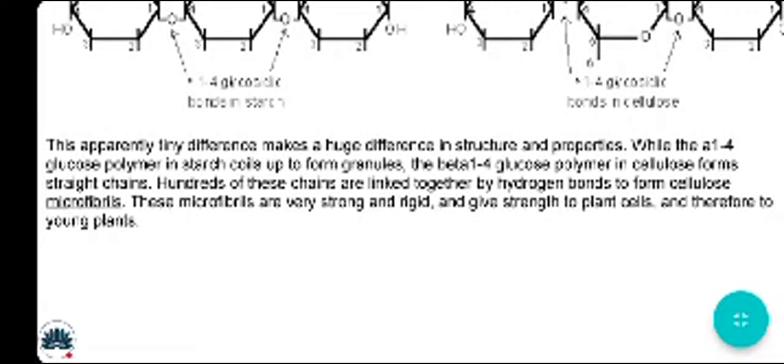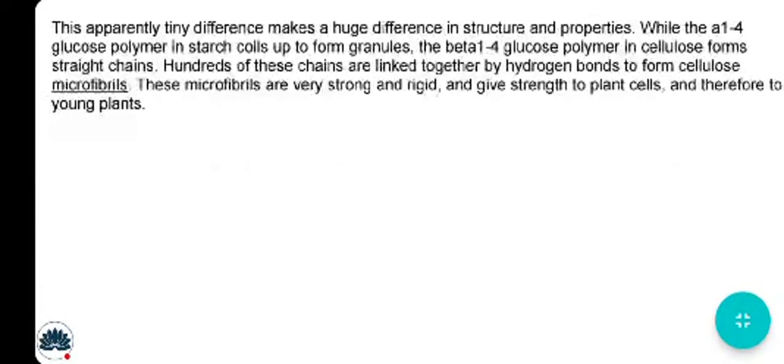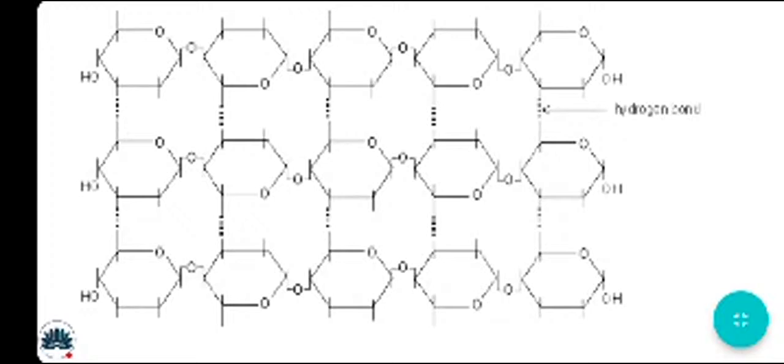While the alpha 1,4 linkage glucose polymer in starch coils up to form granules, the beta 1,4 glucose polymer in cellulose forms straight chains. Hundreds of these chains are linked together by hydrogen bonds to form cellulose microfibrils. These microfibrils are very strong and rigid. Rigid means they give strength to the plants, and therefore to young plants. And this is the hydrogen bond shown to you. This is the structure of cellulose.